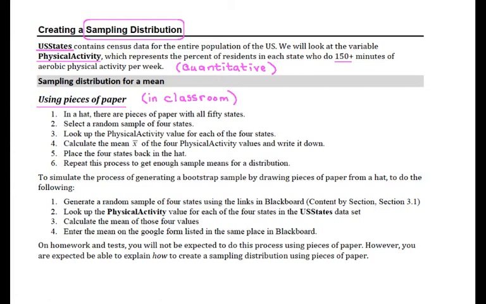In any case, here is the idea of how we would generate a sampling distribution for a mean using pieces of paper. Imagine in a hat there are pieces of paper with all 50 states, and we select a random sample of 4 states, so we just draw 4 states. Then we go to our data set and we look up the physical activity variable and we find the value for each of the 4 states. We calculate the mean of those 4 values and write it down, and that gives us one value in our sampling distribution.